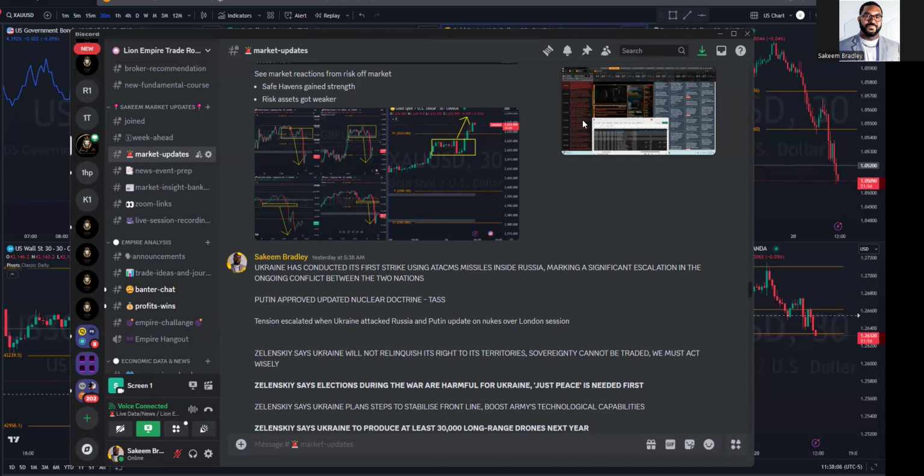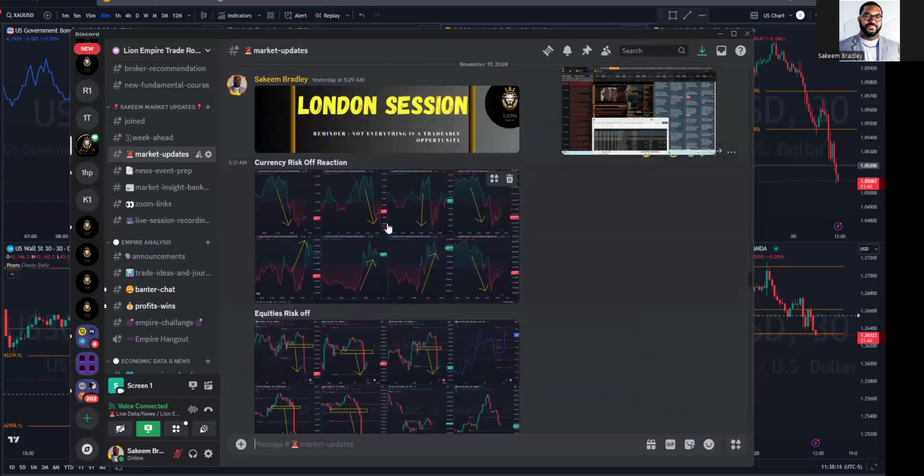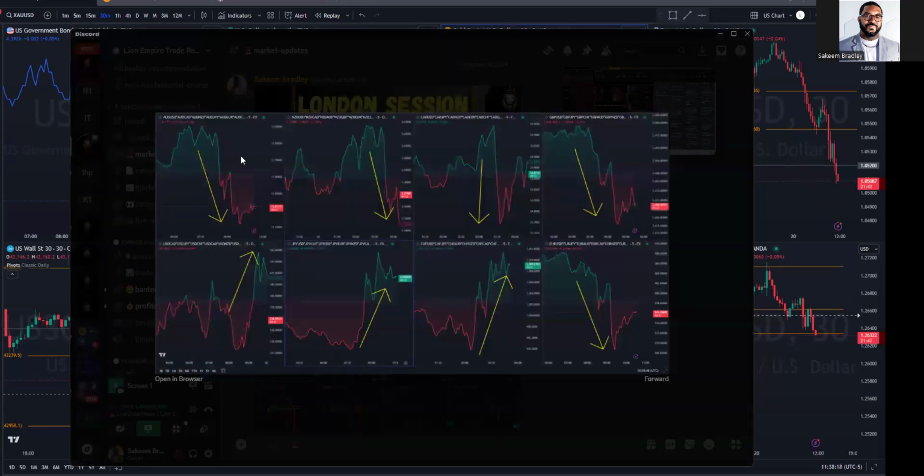When it comes to me, when I see conflicts like this, the first thing that comes to my mind is risk off. So I'm expecting AUD and NZD to get weaker, right? So the first thing is right here: you're expecting weakness in AUD, NZD, and CAD.